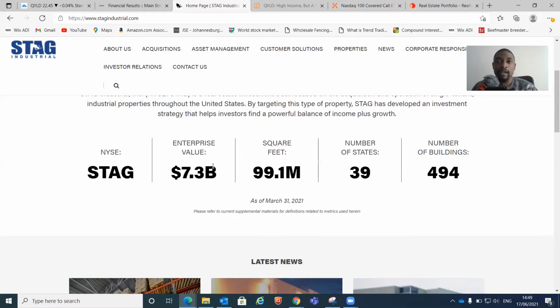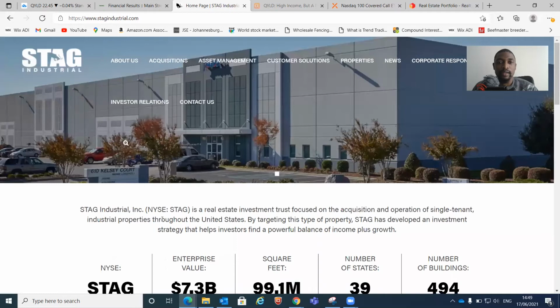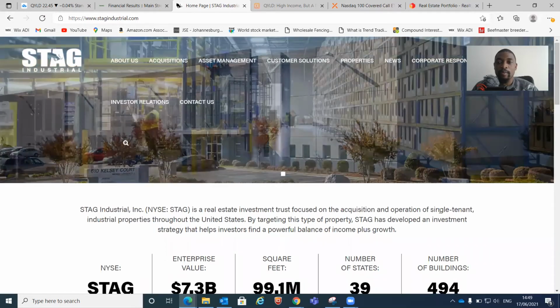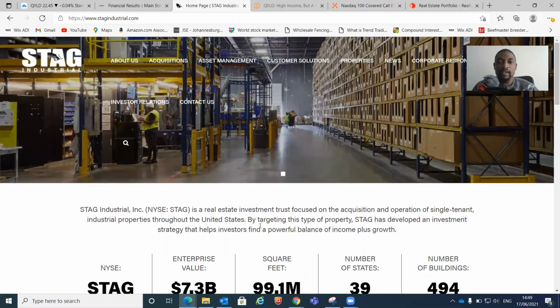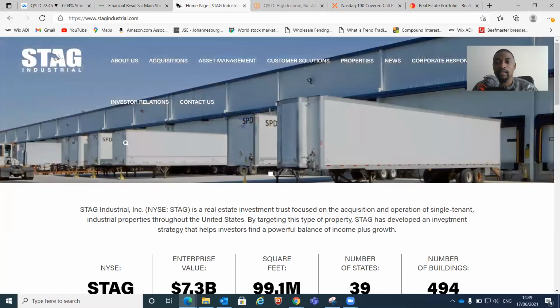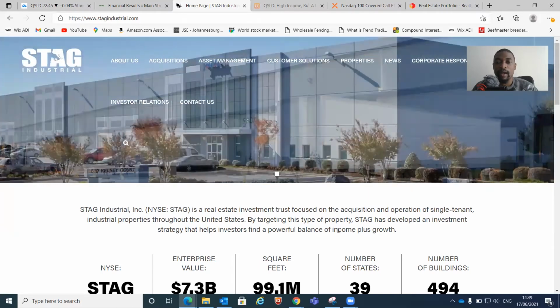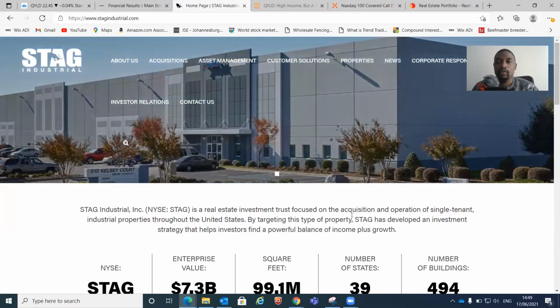So yeah, if I speak about real estate investment trust, that is what I mean: they have a special status, and that status comes with a bit of an obligation. In this case, Stag Industrial is also a real estate investment trust, and they acquire and operate single tenant industrial properties throughout the US. They target this kind of property so that they can develop an investment strategy that assists investors to find a powerful balance of income plus growth. So yeah, in this case the focal point is more on income.